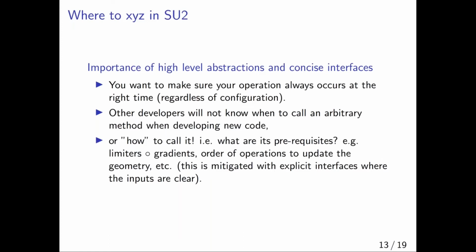They also don't need to figure out how to call this new method you've introduced, because there are usually some prerequisites to calling some methods. You compute the limiters after the gradients, for example, and not the other way around. Another classical example is the order of operations to update the geometry in SU2. Of course, a lot of this is mitigated with explicit interfaces, but it is still important to have these high-level abstractions and the smallest interface possible.